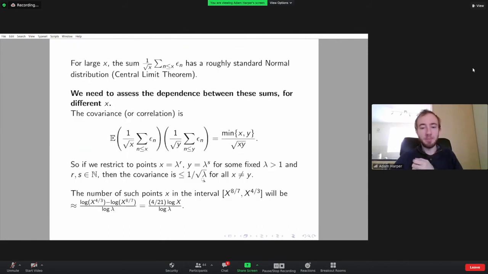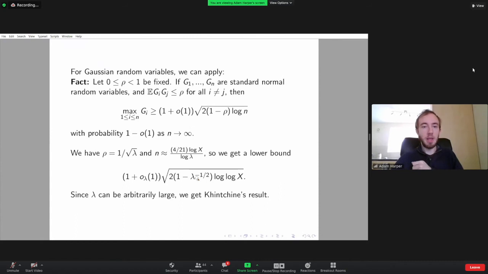So how many of these kinds of points can we actually fit into this interval? Well, it's log of this end point divided by log lambda, minus log of this other end point divided by log lambda, essentially. And that's some constant times log x over log lambda. So if you look at just values of x of this form, we can have about this many of them in this interval, and we have this understanding of their covariance structure. And then, as I said, for Gaussian random variables, if we know their covariances, we know an awful lot about how they behave.